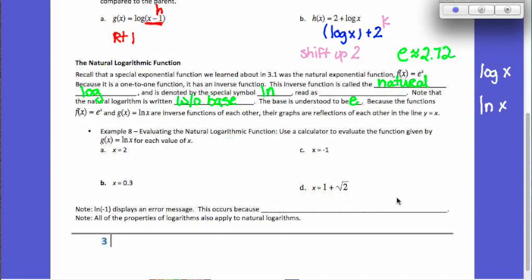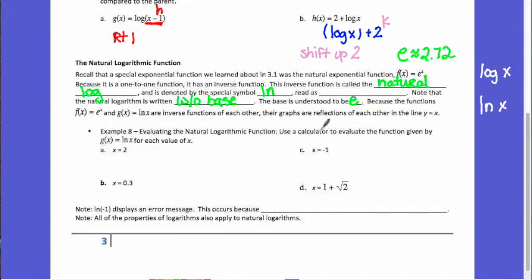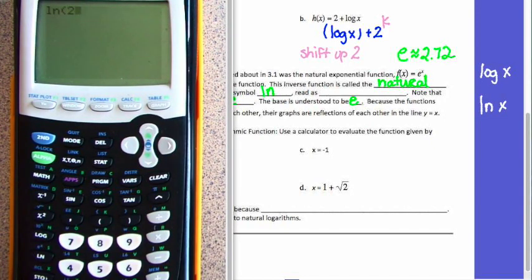If we're evaluating natural logs, there is a button, just like there is for the common log. They have their special buttons. Common log, this button; natural log, this button. And the base is always going to be e there. So, evaluating the natural log function: use the calculator to evaluate the function given by g of x equals ln of x. We're going to evaluate g of 2, which means I'm going to do the natural log of 2. We type in natural log of 2 and we get our decimal, 0.693.